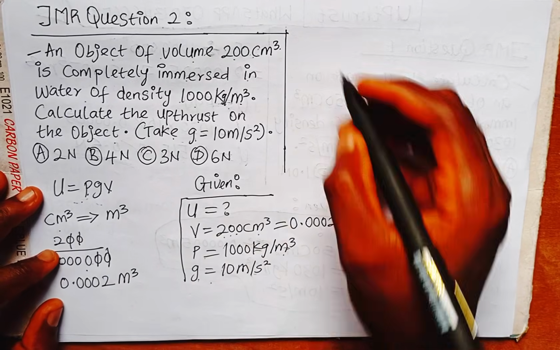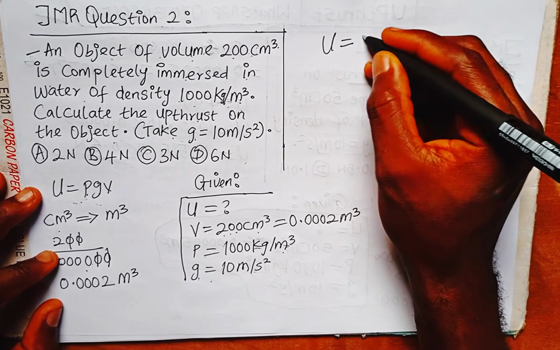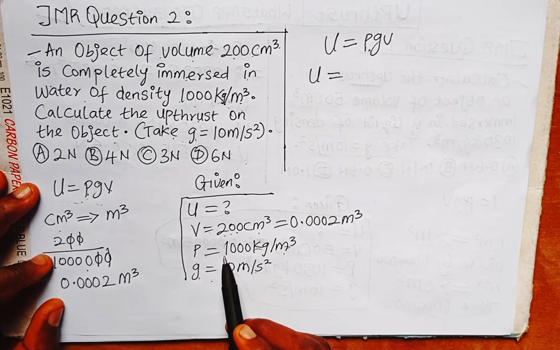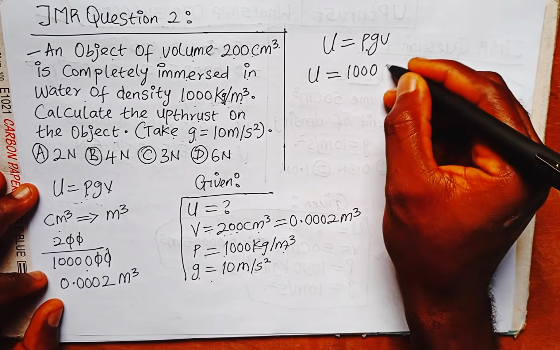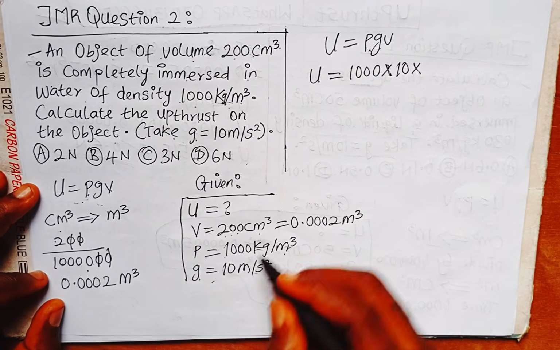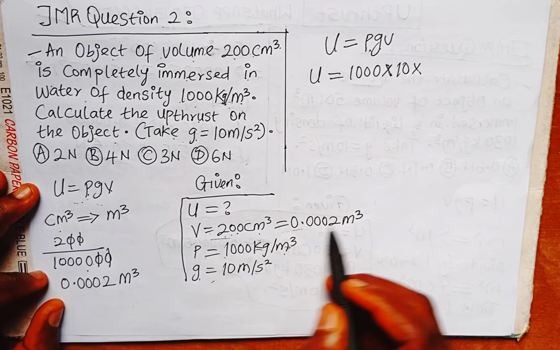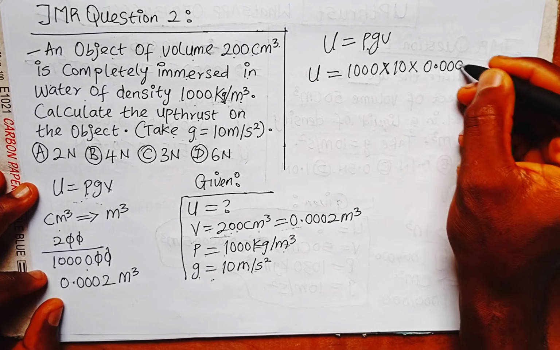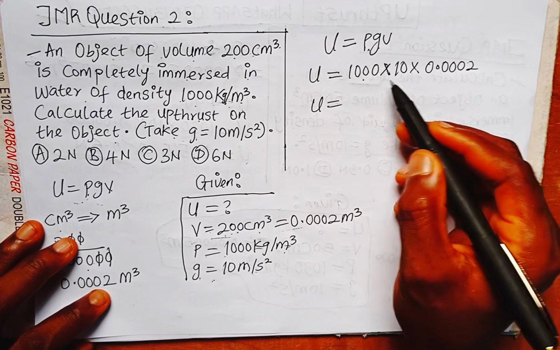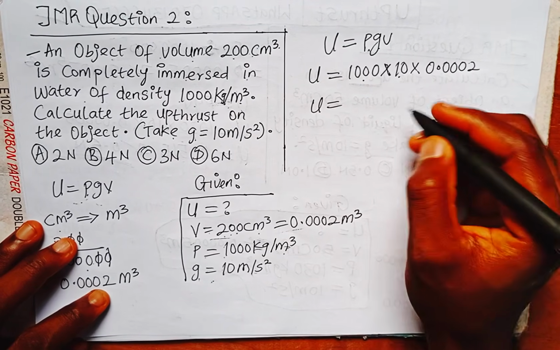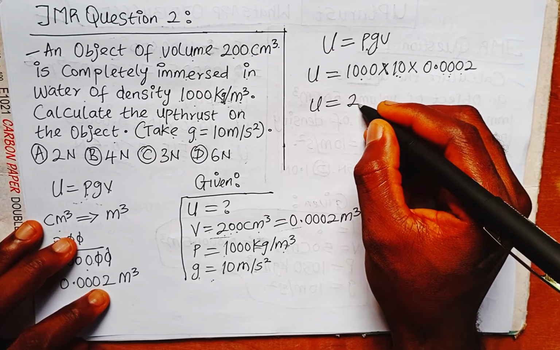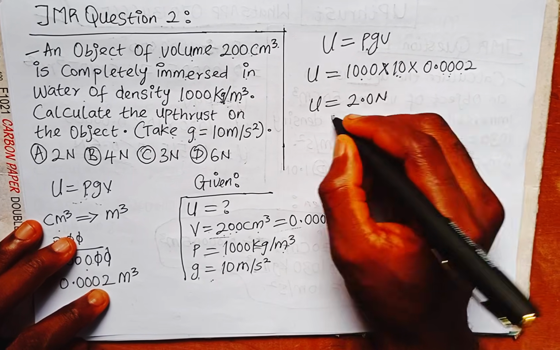Now we can apply the formula of upthrust. U is equal to PGV. We substitute our density first: 1000 times gravity, 10, times the volume, which is now 0.0002. Since this is what we have, we simplify. 1000 times 10 gives 10,000. 10,000 times 0.0002 gives 2. So U equals 2.0 Newton. This is the answer.